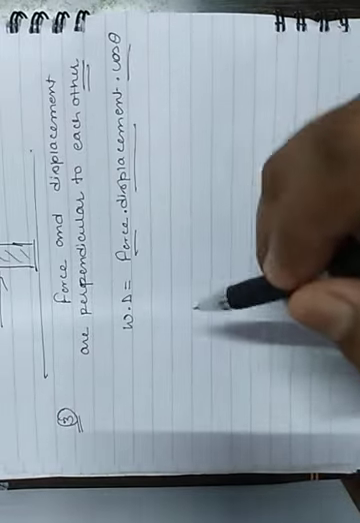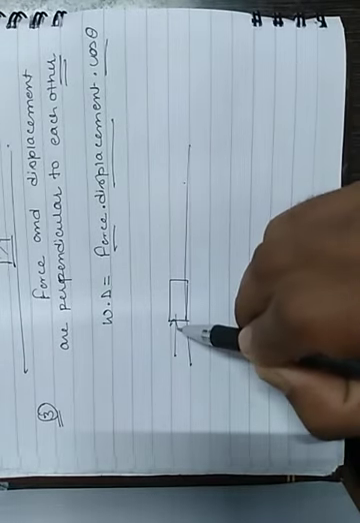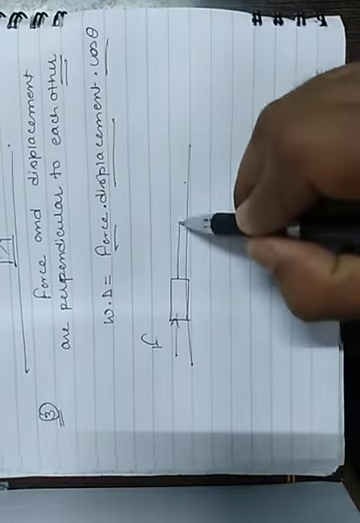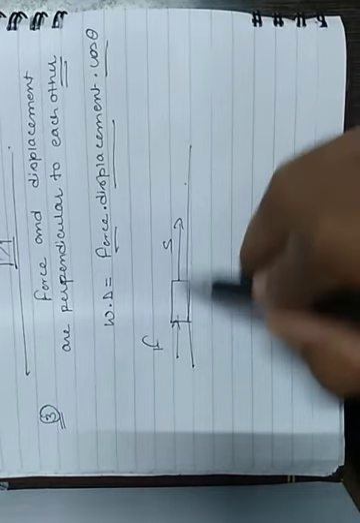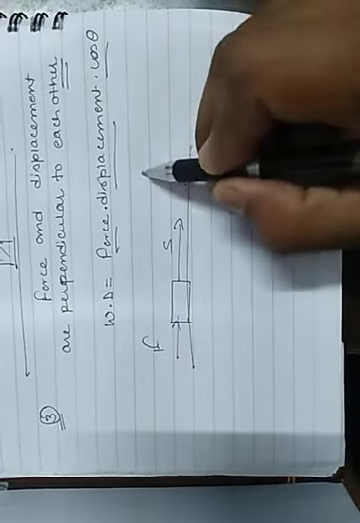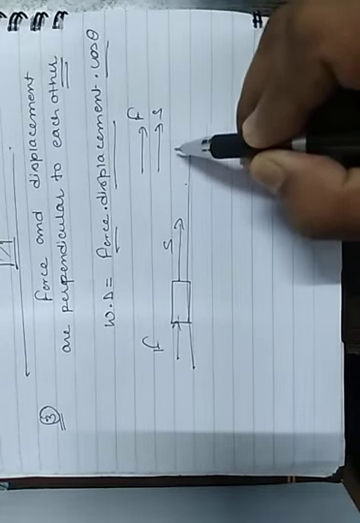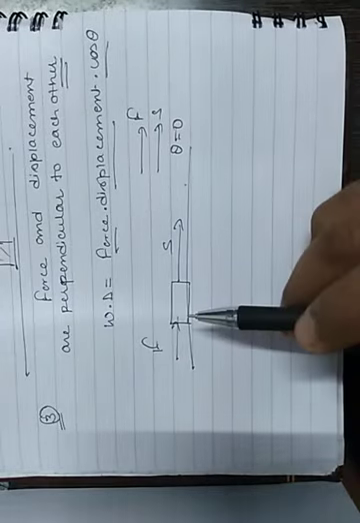What does it signify? Just see. If this is a block, this is force and this is displacement. So now we can see the angle between them is zero. This is force and this is displacement, and the angle between them is zero, and we obtain a positive work done.